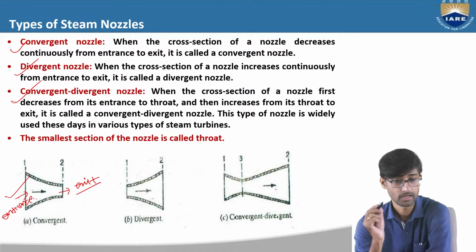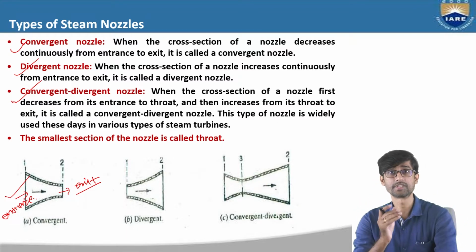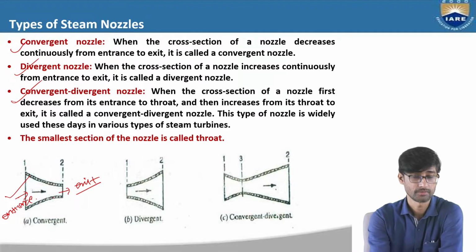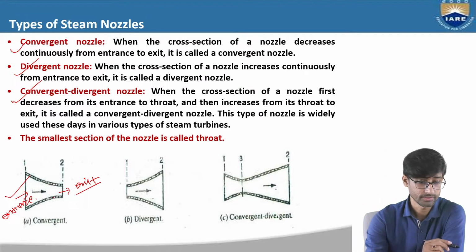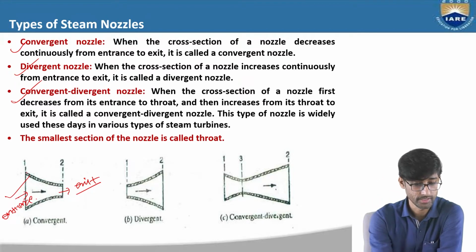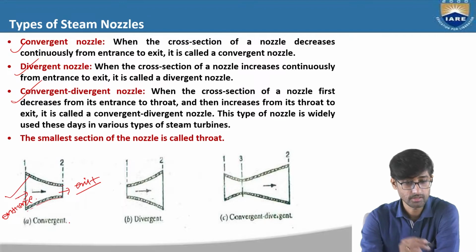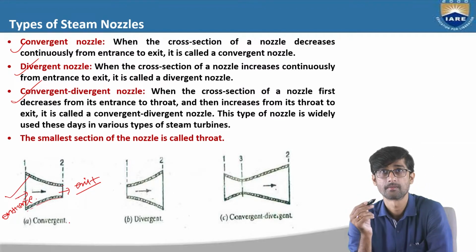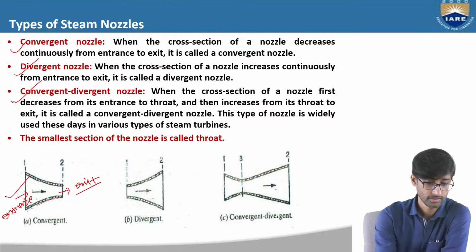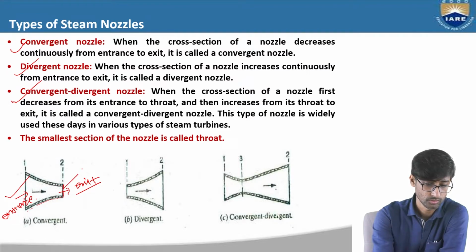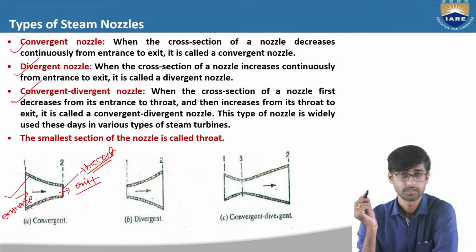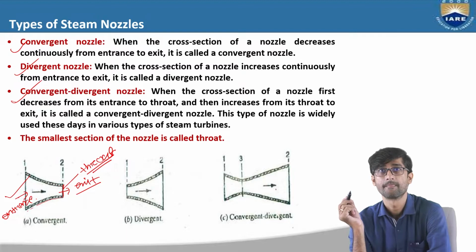Now, when the cross section of the nozzle decreases continuously from entrance to exit, this is called a convergent nozzle. And the smaller section of this nozzle is also called the throat.